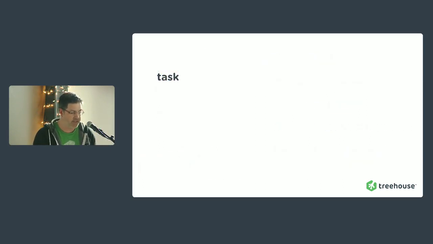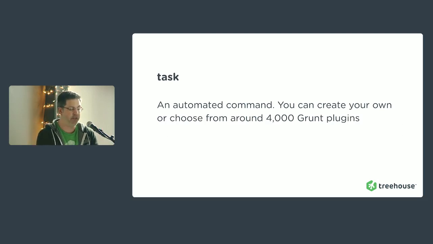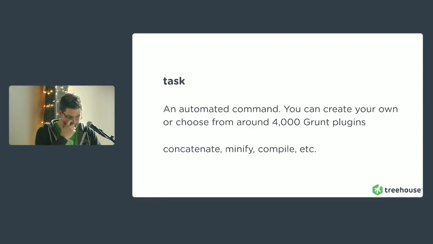So what is a task? A task is just an automated command. You can create your own, or you can choose from over 4,000 Grunt plugins. They do things that help front-end web developers, but they can do things that just help anybody working on their computer. I mean, basically, it's something that can work with your file system, make changes to files, move files around, do sorts of manipulations on files, and you don't even have to use it necessarily for web development, though that still is the most common use for it. So you use it to do those kinds of tasks I just talked about, concatenating, minifying, compiling.